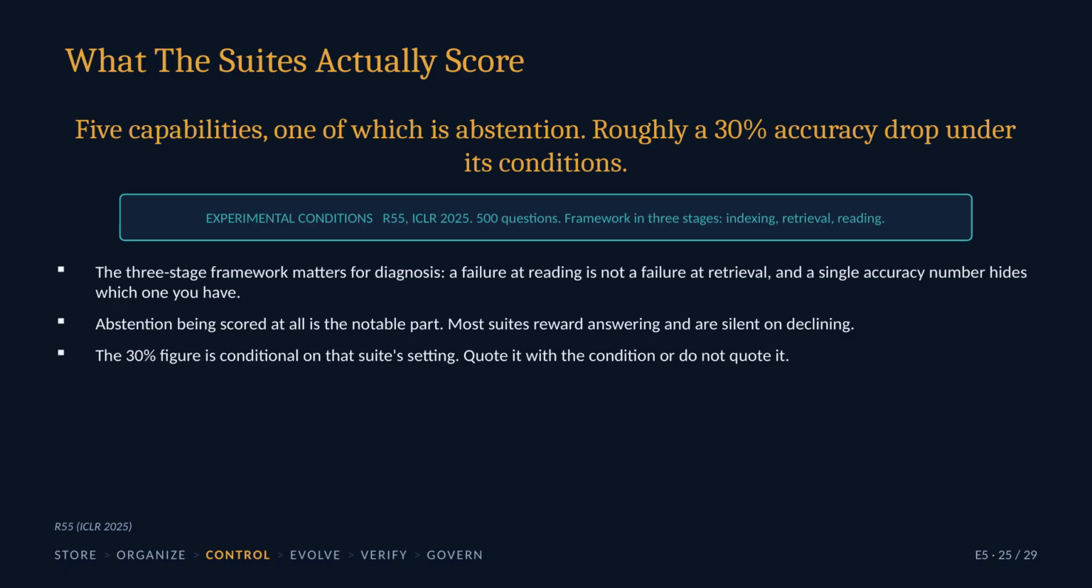So how well is any of this measured? One suite scores 5 capabilities, one of which is abstention, and reports roughly a 30% accuracy drop under its conditions across 500 questions. 2 things in there are worth separating. Its framework has 3 stages: indexing, retrieval and reading, and that matters for diagnosis, because a failure at reading is not a failure at retrieval and a single accuracy number hides which one you have. And abstention being scored at all is the notable part. Most suites reward answering and are silent on declining. As for the 30%, it is conditional on that suite setting. Quote it with the condition or do not quote it.